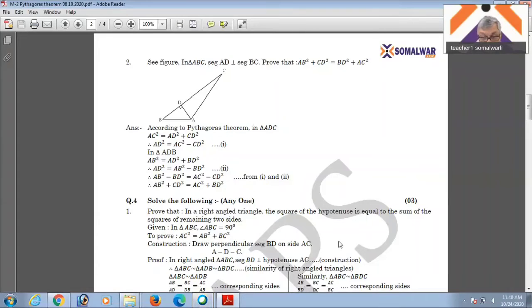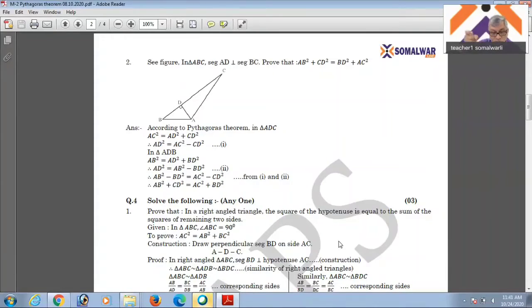Now, what we want is the common value, which we will find out. That is, AD square is equal to AC square minus CD square, and this is equation number 1. Then, the same technique we will apply to triangle ADB. In the triangle ADB, AB is the hypotenuse because it is opposite to angle D. Therefore, AB square is equal to AD square plus BD square. Now, we want to find out the AD square value. So, therefore, AD square is equal to AB square minus BD square.